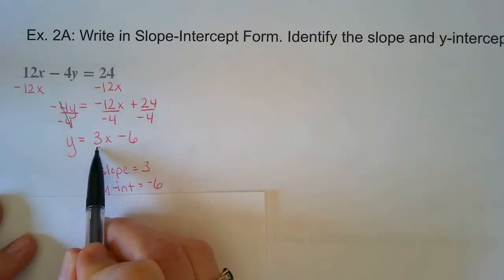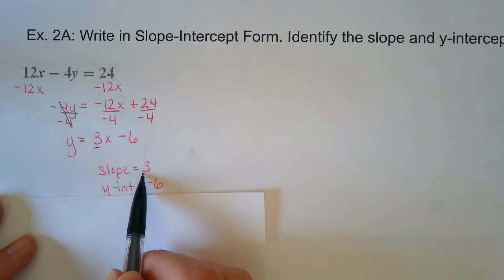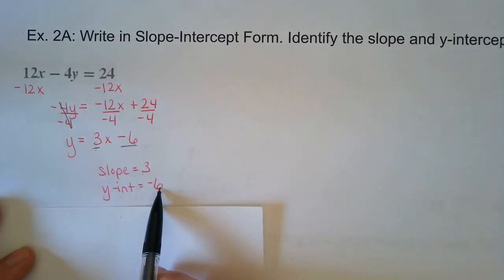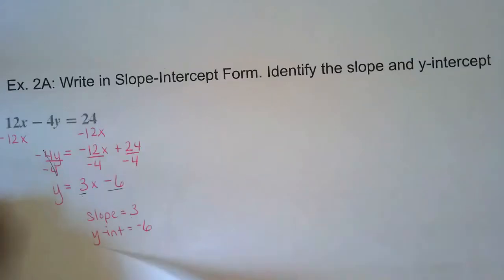Your slope is this number in front of the x, so it would be 3. Your y-intercept will be the number that does not have a variable on it, so it would be negative 6. Pause the video and try the check question.